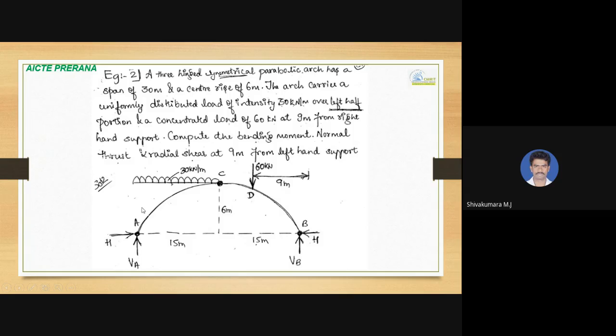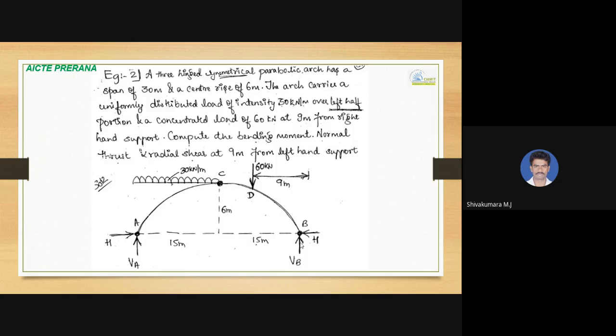Here the left hand support is A, the right hand support is B. So the question is, we need to compute the bending moment, normal thrust and the radial shear at a distance of 9 meter from the left hand support. So the geometry you can write: 6 meter, 30 meter, 15, 15, 60, 30. All these things with the free body diagram: HA, HB, VA, VB can be written.